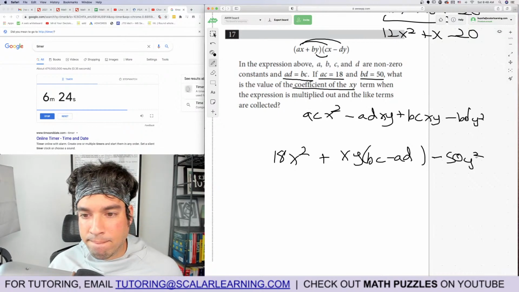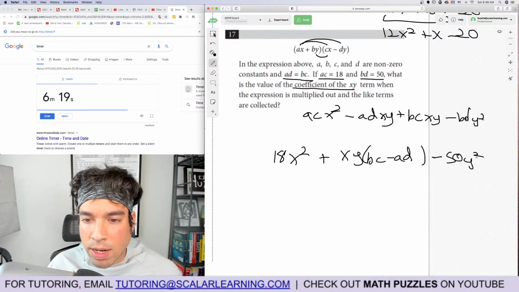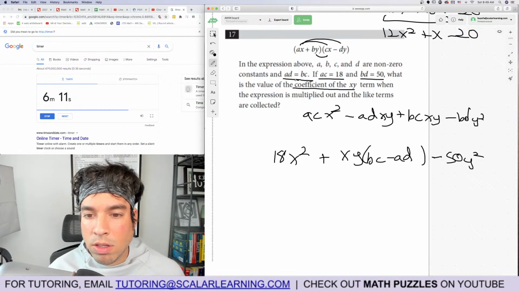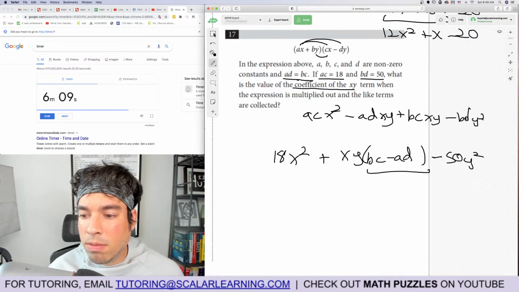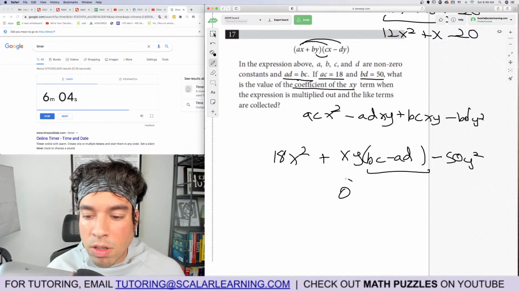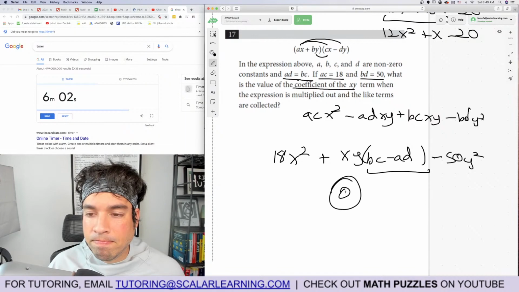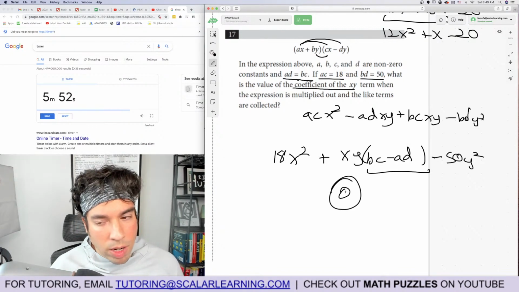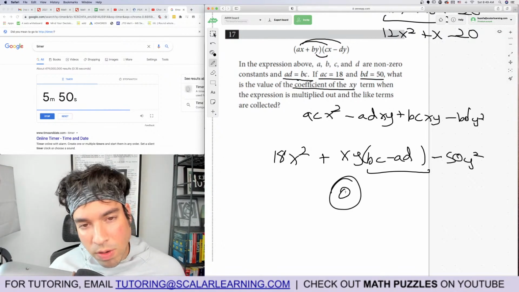What do I do with that AD equals BC? Oh, AD equals BC. It's right here. This is AD, and that's BC. So it doesn't matter, it's got to be 0. Right? AC is 18, BD is 50. Negative AD, right? It's 0. So I think that's the answer.